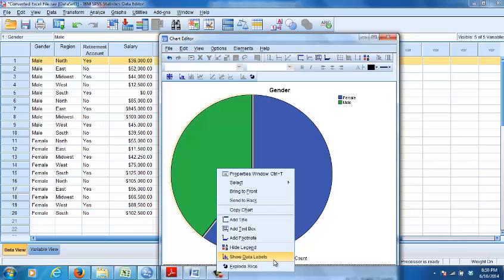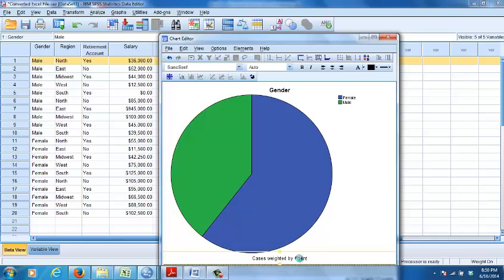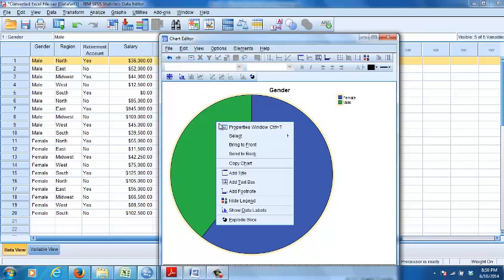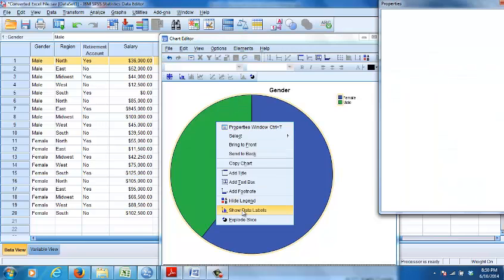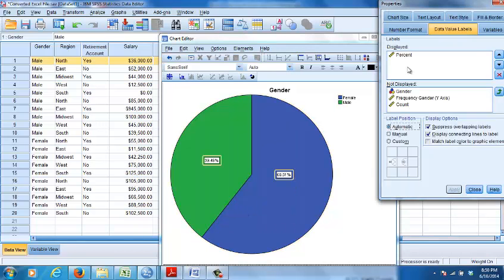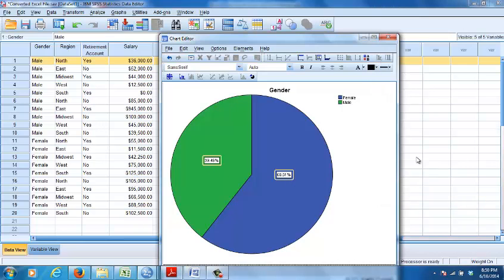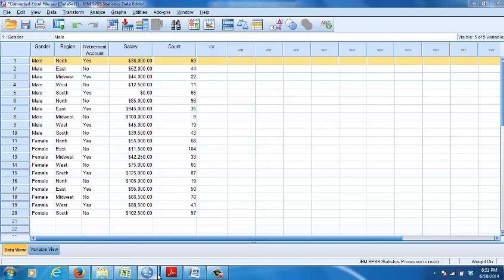I could take off these words down at the bottom. If I don't like cases weighted, I could delete these words. Okay. I could even show the amounts of each group if I wanted to. So that's a lot of analysis that you can do just on this, show data labels, for instance. You can show percent. It's 39.41 or 60.51, and then I'll just get out of this. So those are pie charts.